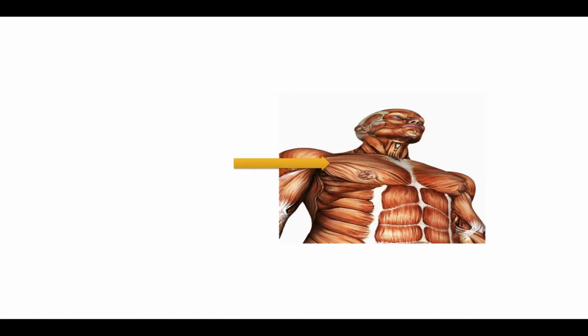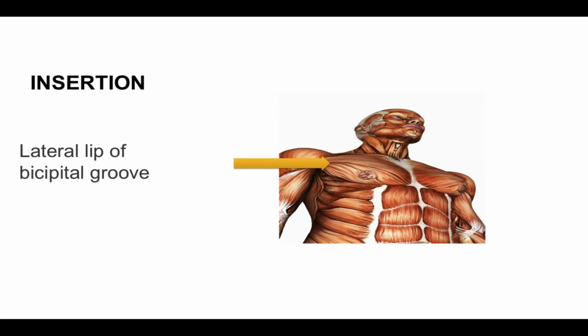Then the insertion of the muscle is the lateral lip of the bicipital groove. So we have two structures on the humerus. One is called the greater tubercle, the other is called the lesser tubercle. Between the two, we have a groove created called the bicipital groove. And the biceps tendon passes right through this groove, and that's why we call it the bicipital groove. So then we have a lip created just lateral to this groove, and that's where the pectoralis major inserts. And then it pulls on the humerus when it performs its action.